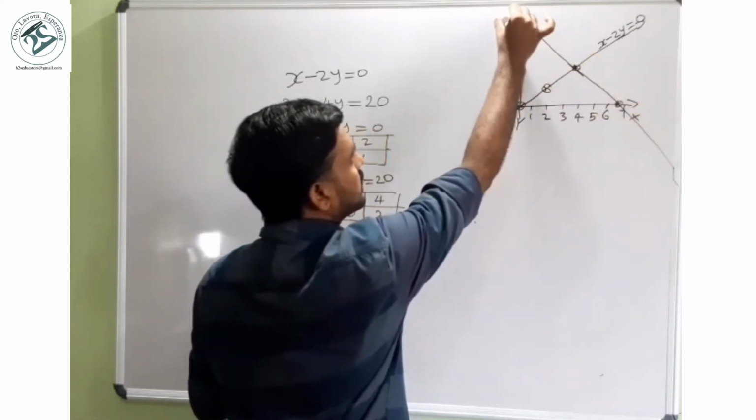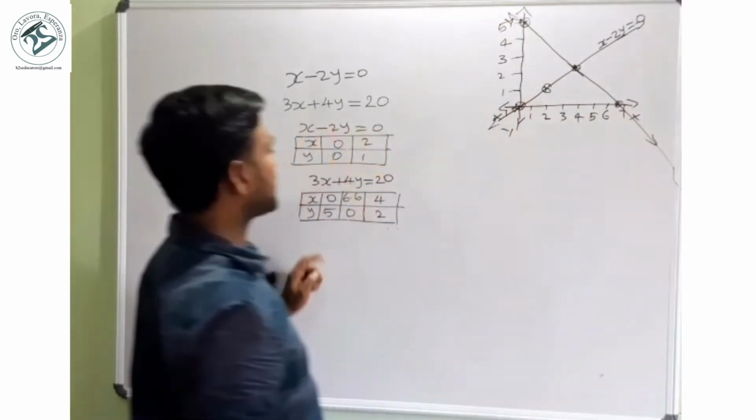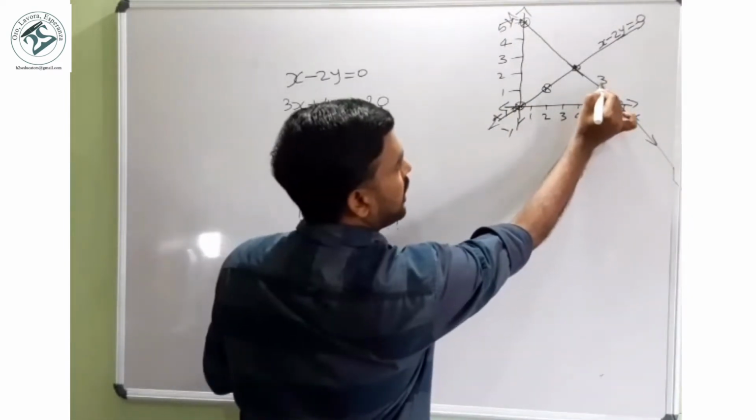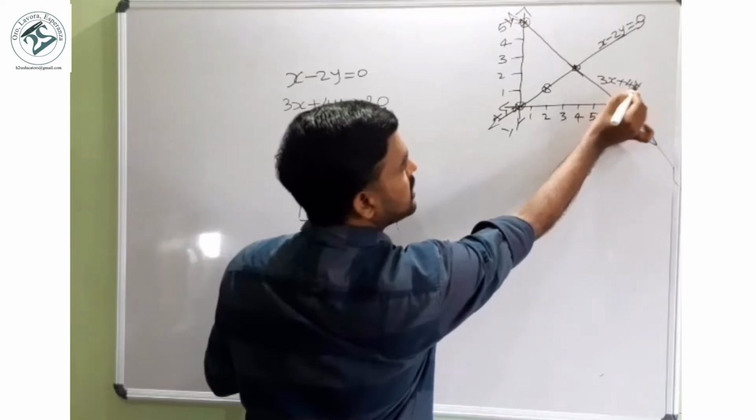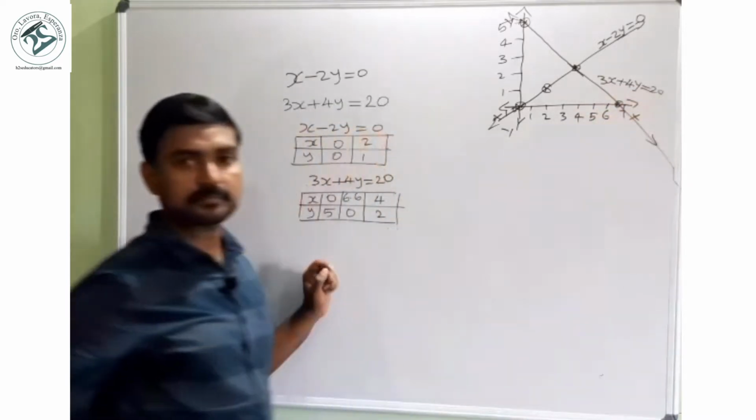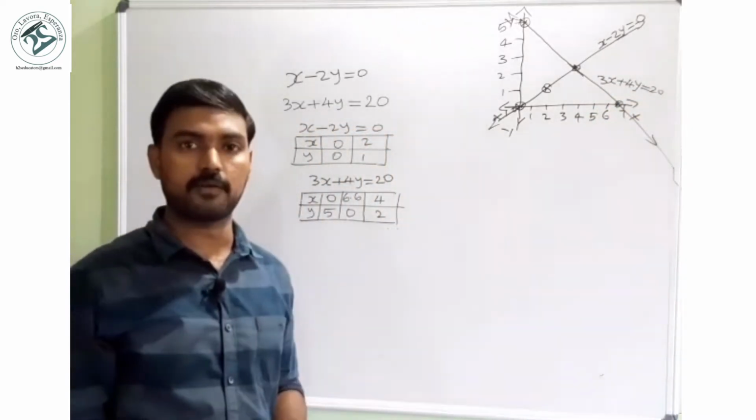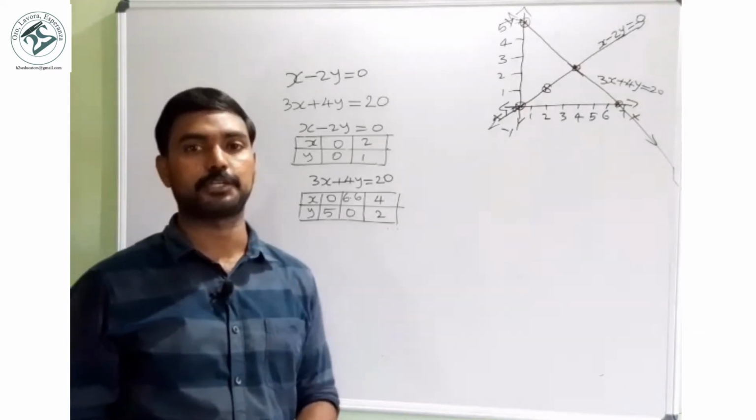So we will get a second. This is the second equation: 3x plus 4y is equal to 20. This is the method of drawing graphs based on a pair of linear equations.